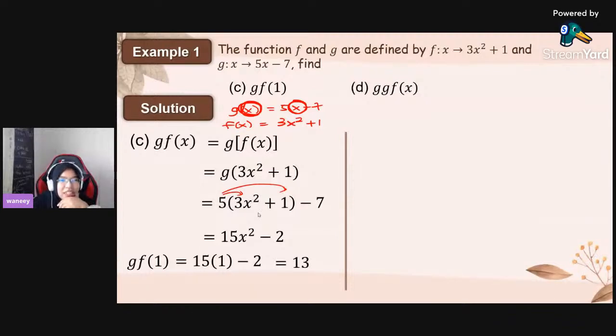Okay, D: g(g(f(x))). Sometimes when you see three functions, it might be a little bit intimidating, but just remember when we are doing composite function, we always start from the back. So you should solve g(f) first before you can composite with the other g. So make sure to find out what is g(f). We always need to start at the back.